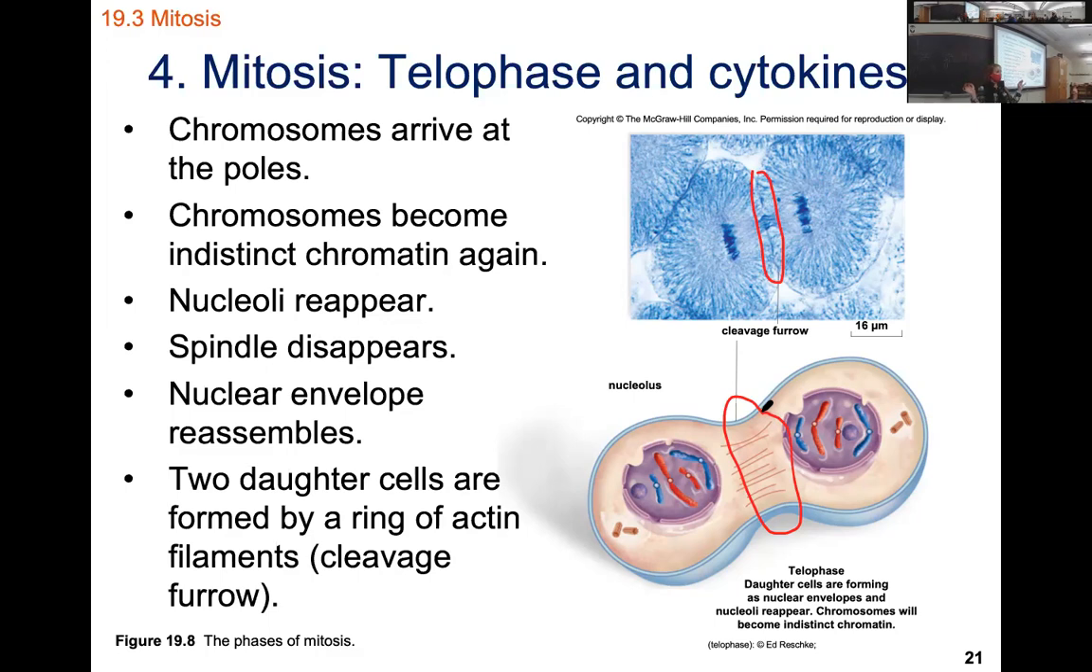The two daughter cells are formed by a ring of actin filaments in that cleavage furrow. So the way you can tell it's telophase is they start to divide. You can think of this like a telephone. You know, we have those in our pockets, right? Telephone, you can call somebody who's on the other side. That's kind of how I think of it: the two are at different poles, two telephone poles.